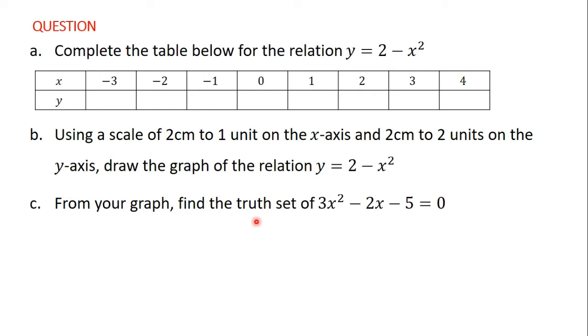As we can clearly see, the quadratic expression in the function is different from the quadratic expression in the equation. The quadratic expression in the function is 2 minus x squared. The quadratic expression in the equation is 3x squared minus 2x minus 5. They are completely different. We have learned that to use the graph to find the solution of such an equation, the first thing you have to do is to compare the coefficient of the quadratic term in the equation to the coefficient of the quadratic term in the function.